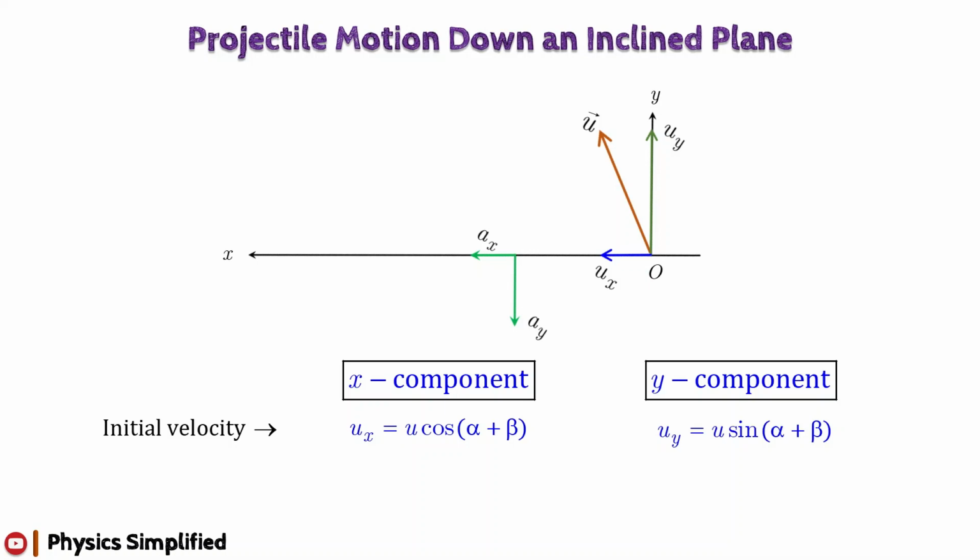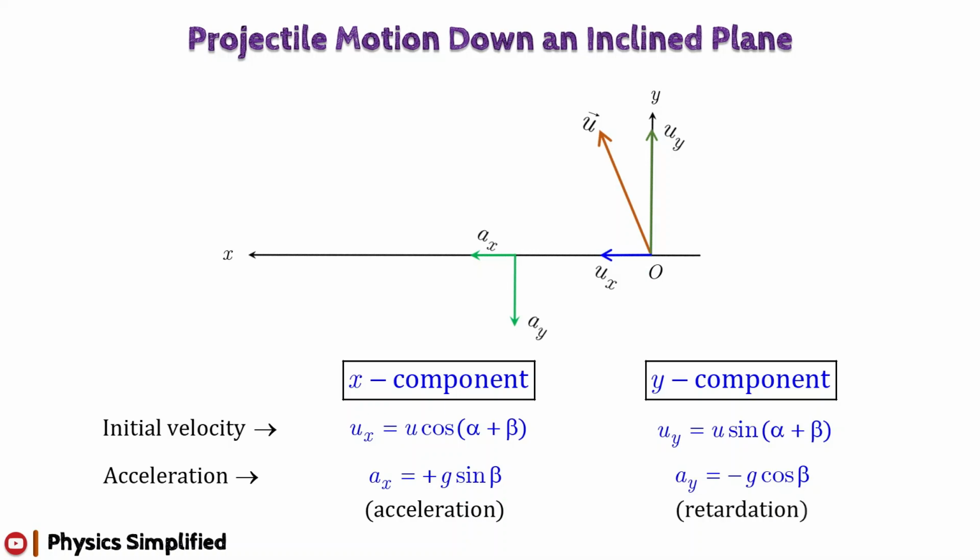The x component of acceleration is along the positive x-axis and hence is given by a_x equal to g sin beta, which will act as the acceleration for the motion along the x-axis. Finally, the y component of acceleration is along the negative y-axis and is given by a_y equal to minus g cos beta. This will act as the retardation for the motion along the y-axis, as it is against the y component of the initial velocity.